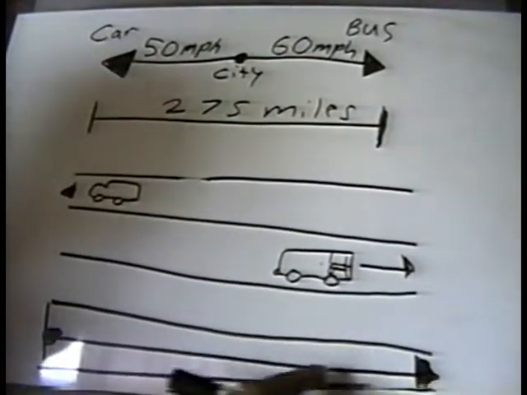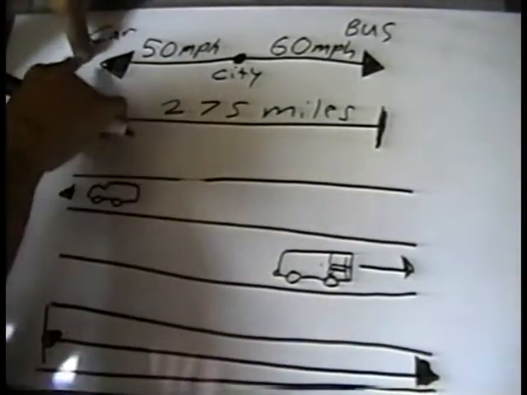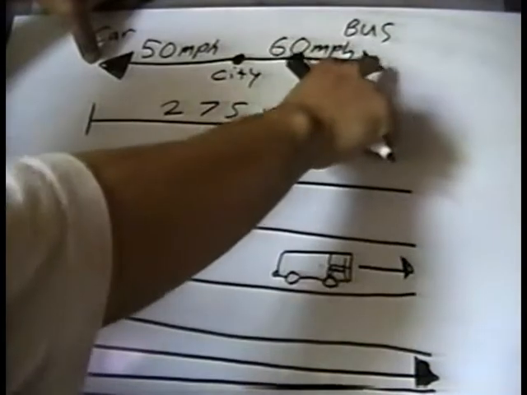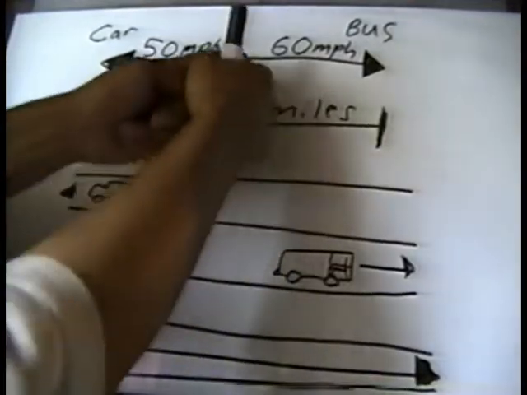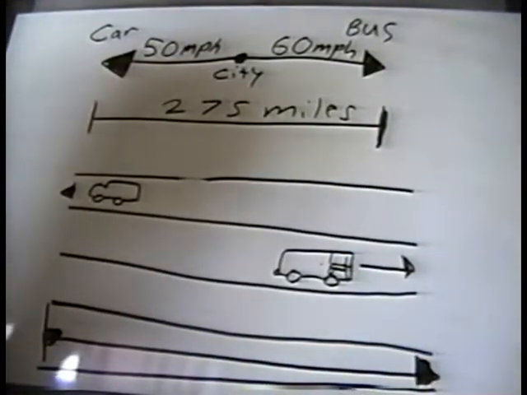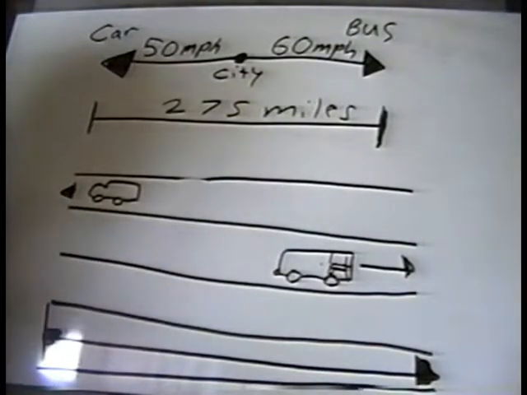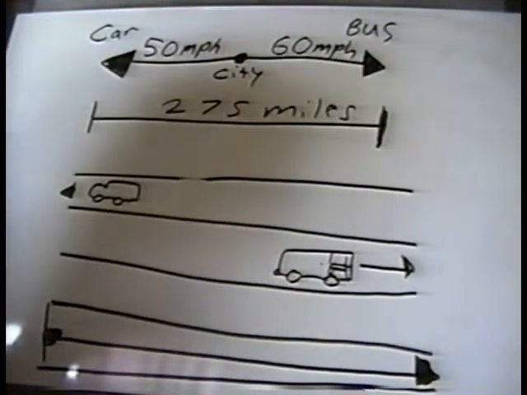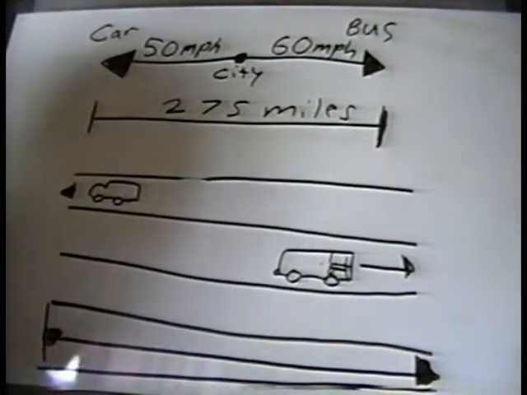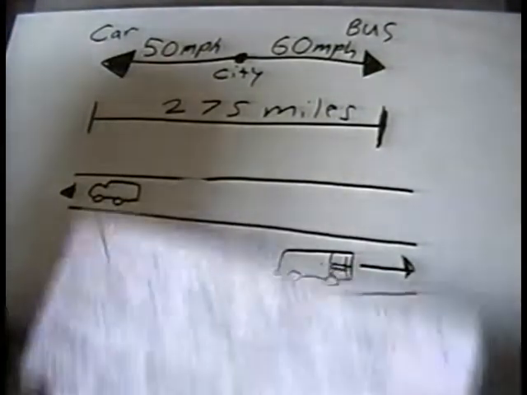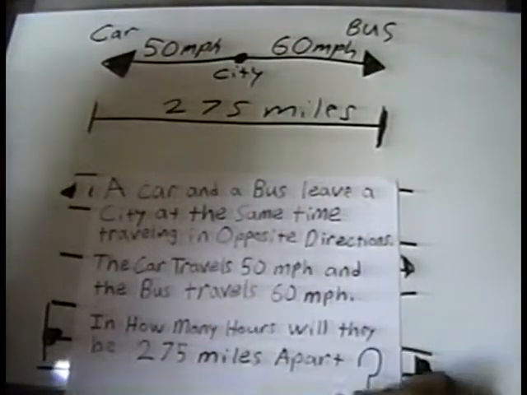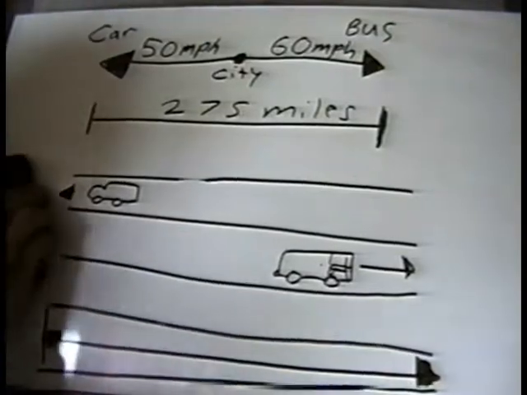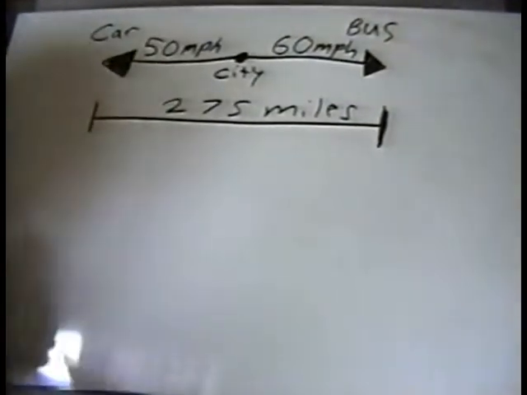Now all of this would be the same as if one single car drove the entire 275 miles, starting from the beginning point. Meaning, if I were to start it from this point and went all the way 275 miles, it's the same as two objects traveling in the center of that distance and going outward. It's the same. Okay?